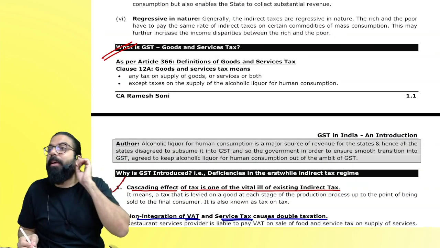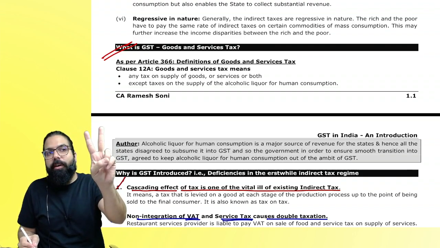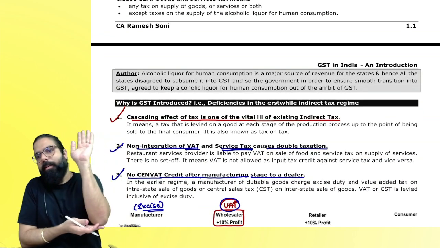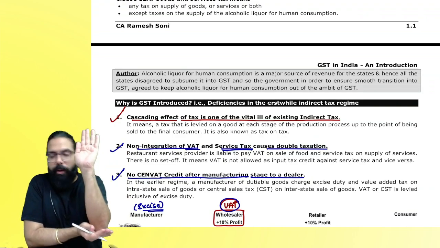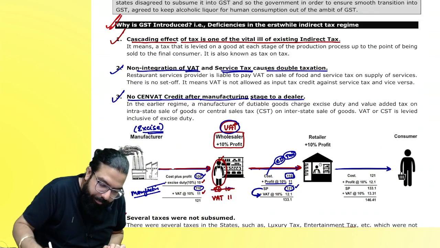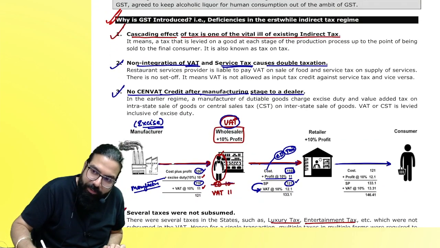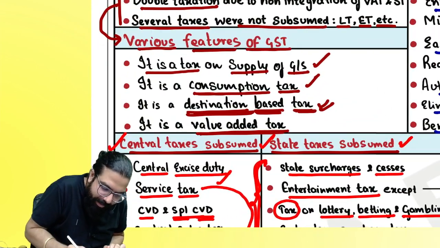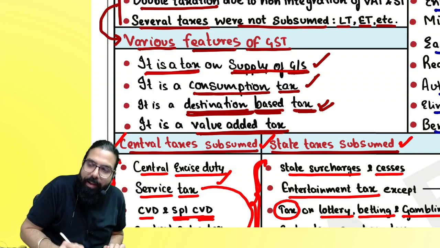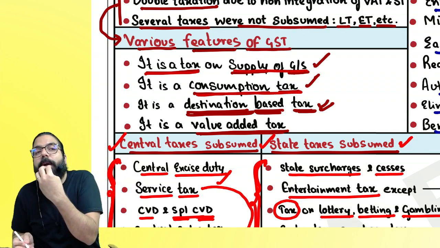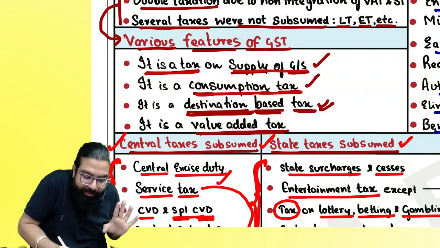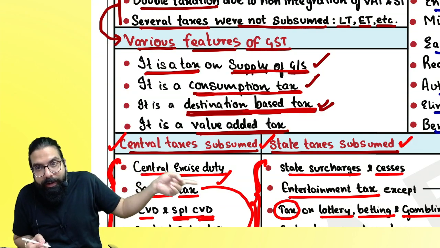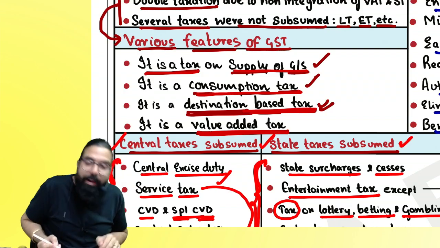What is GST? GST means any tax on supply of goods, services, or both, except alcoholic liquor for human consumption, you remember. Did we understand the different features of tax? Features of GST. GST is a tax. It's a tax on supply. It's a consumption tax. Who will have to pay the tax ultimately? Consumer. Destination based tax means tax will go to that government where the goods are finally destined. And the last one over here is GST is a value added tax.